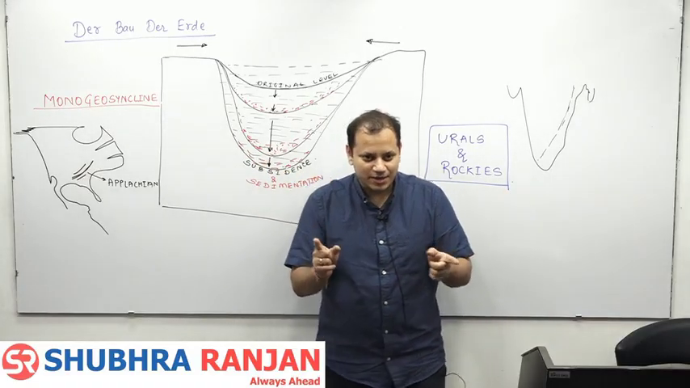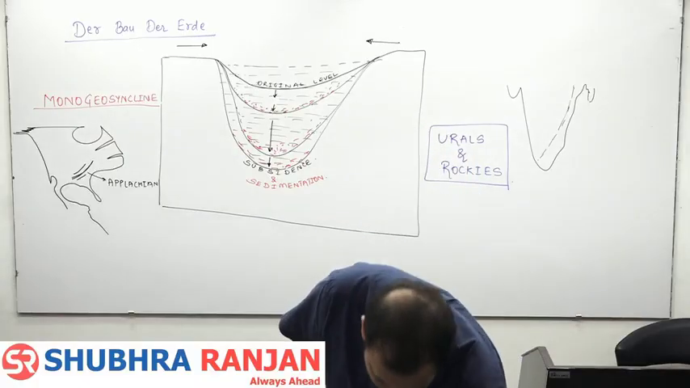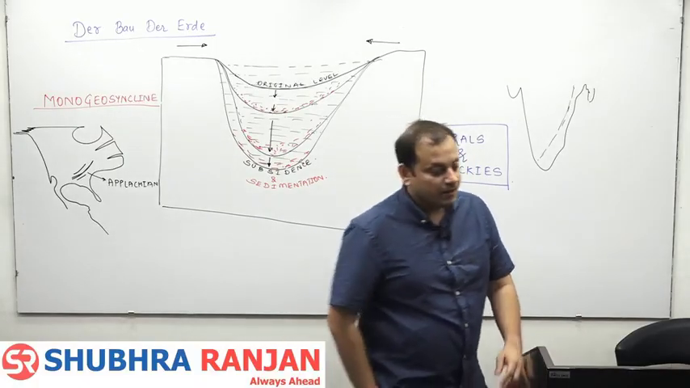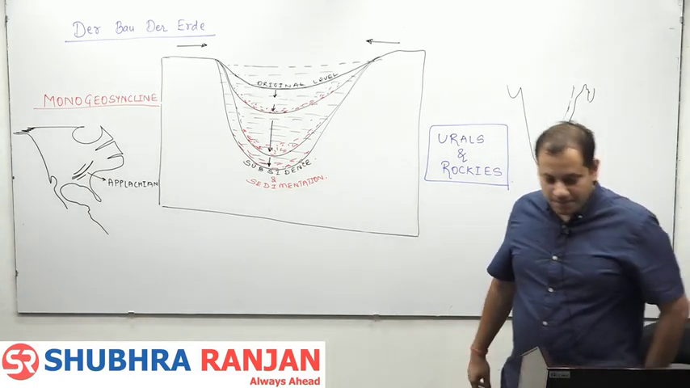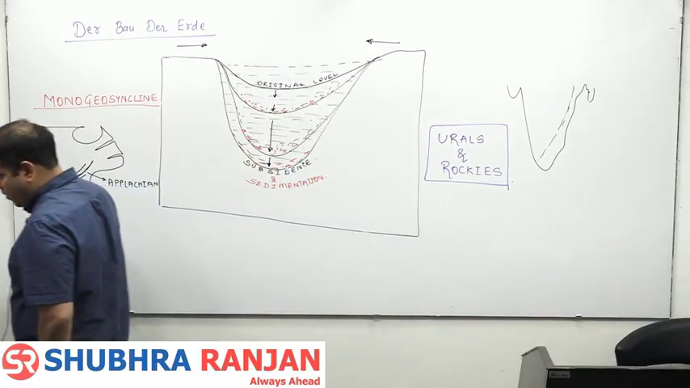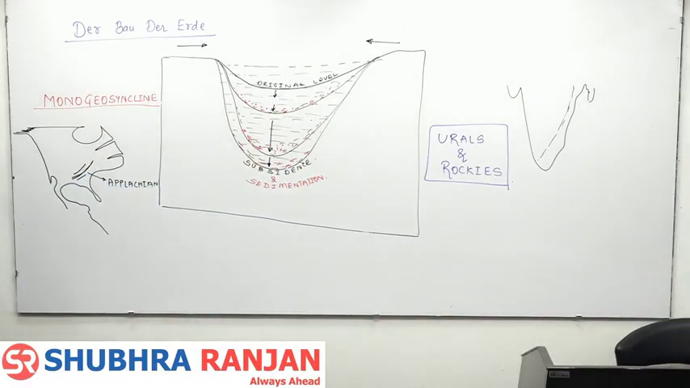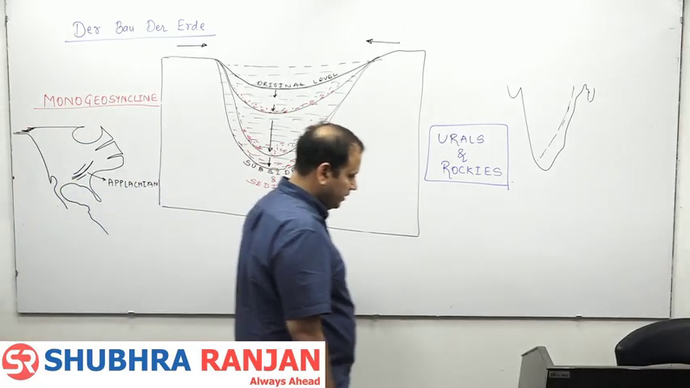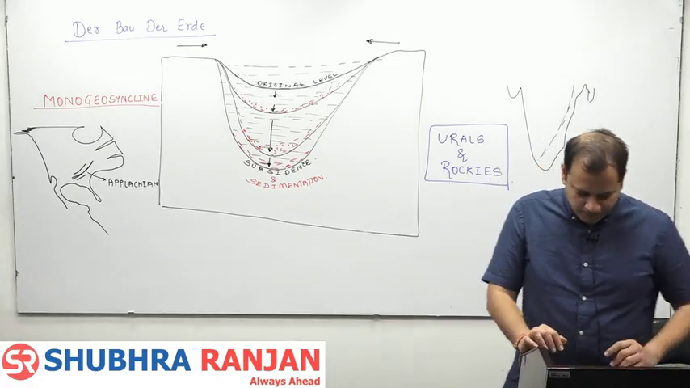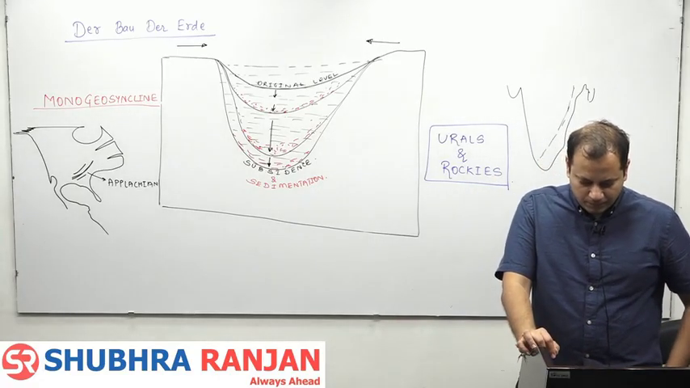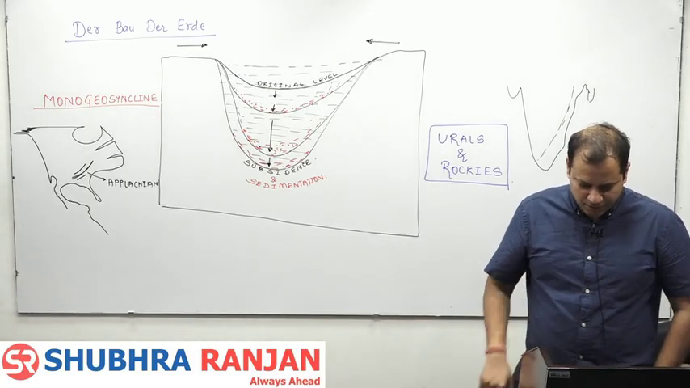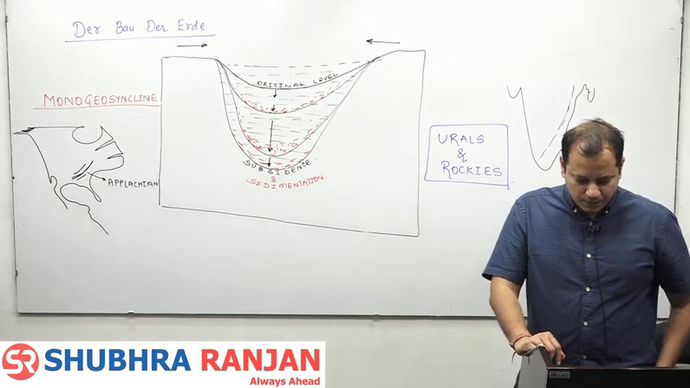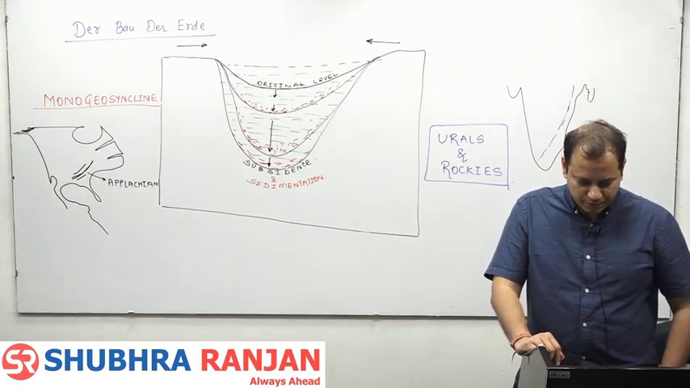No, there has to be contraction. Fine. Force each other due to contraction caused by cooling of the earth's surface. Contraction caused by the cooling of the earth's surface, which caused the horizontal movement of the land masses.